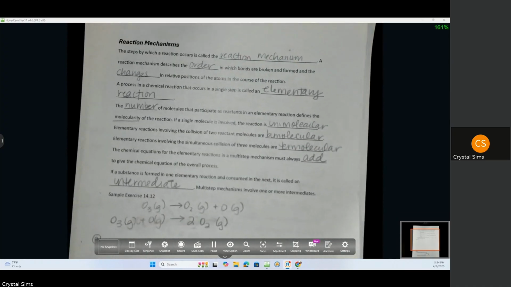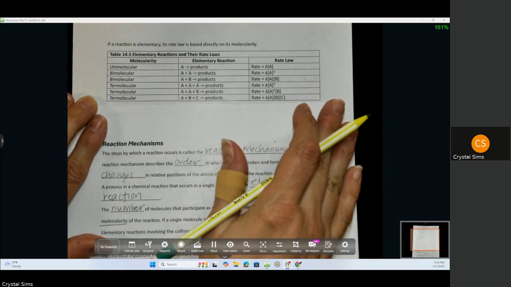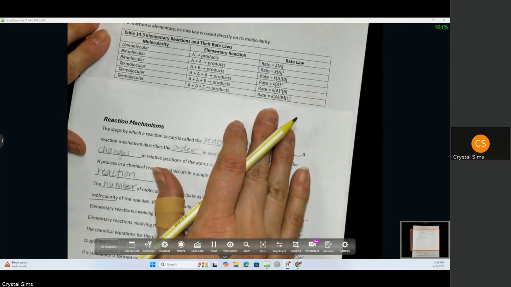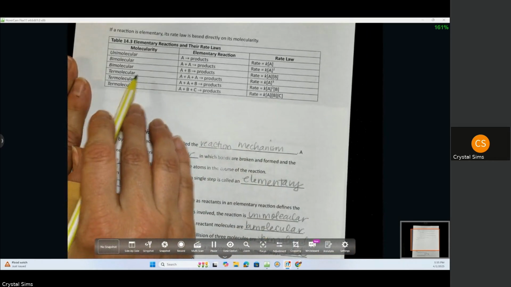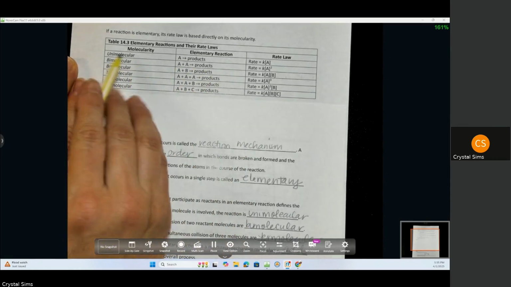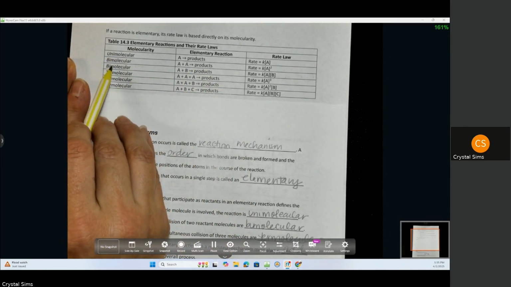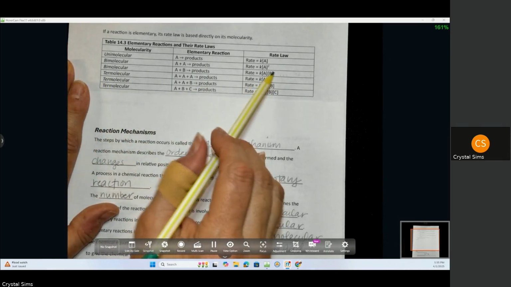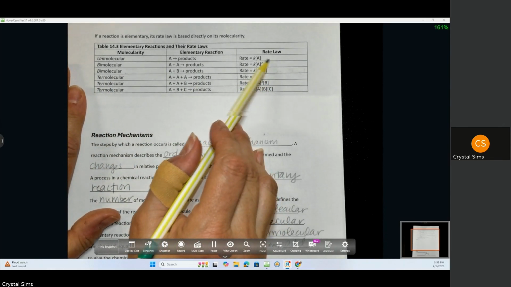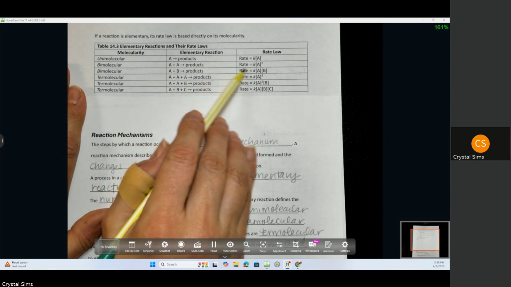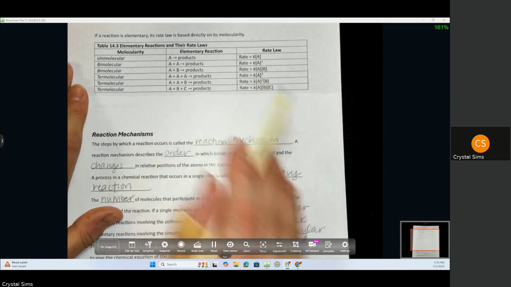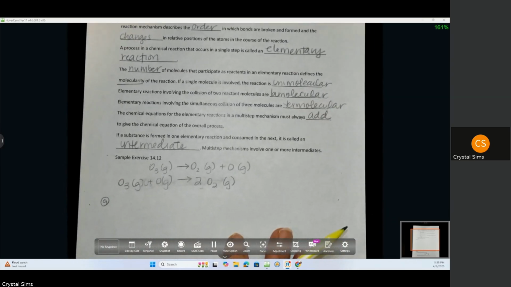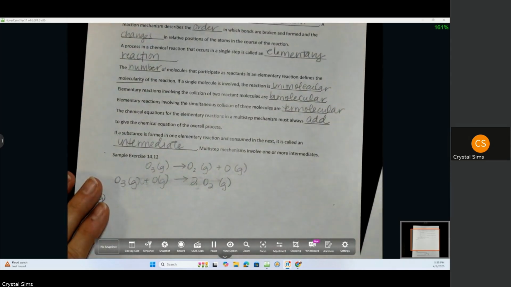Well, I copied in this table from your book to kind of help you out and help you determine what is unimolecular, bimolecular, and termolecular, and then what the rate law is going to be based upon that. Okay, so I thought that this might help you with some of this molecularity stuff, and so that's included in your notes as well.